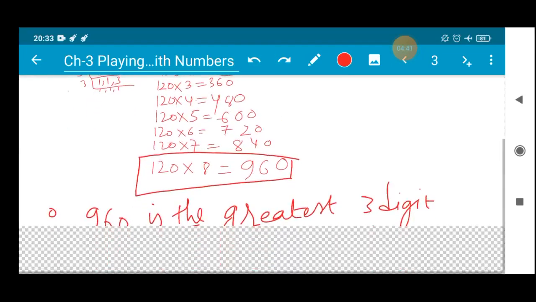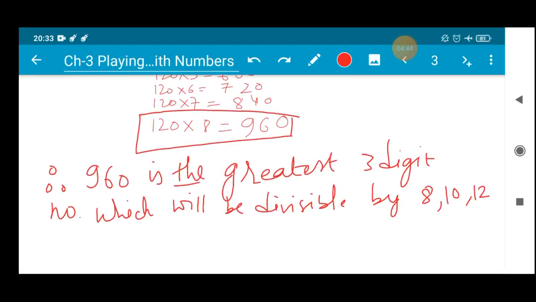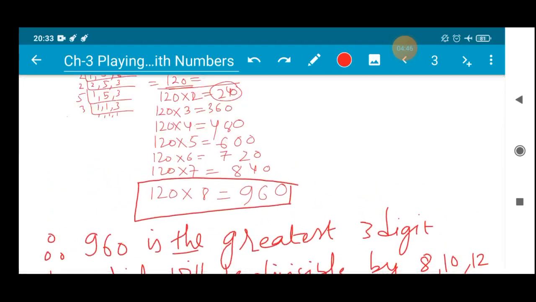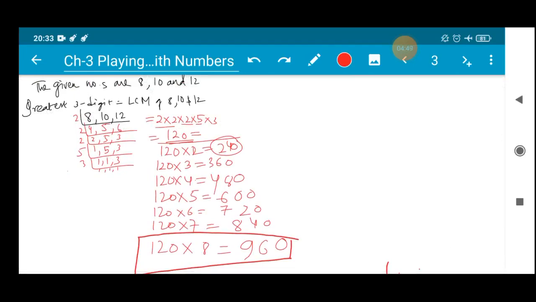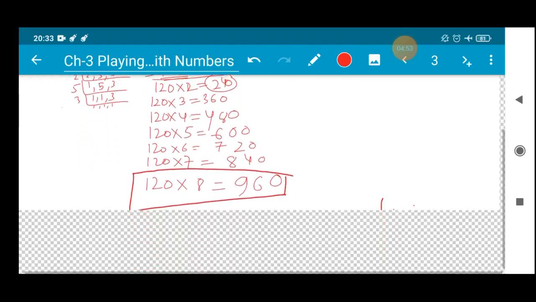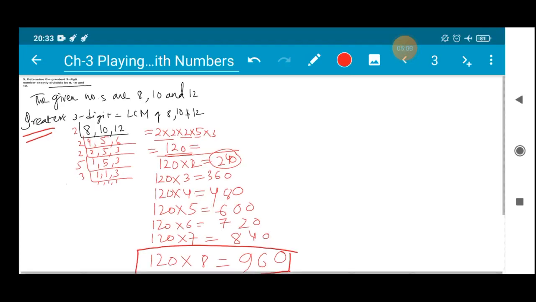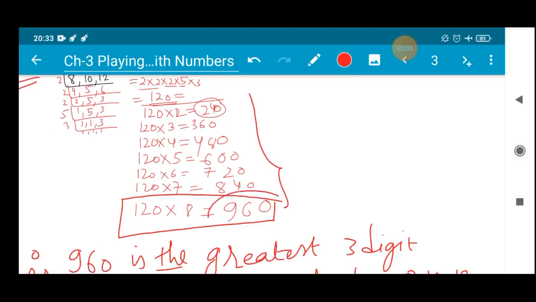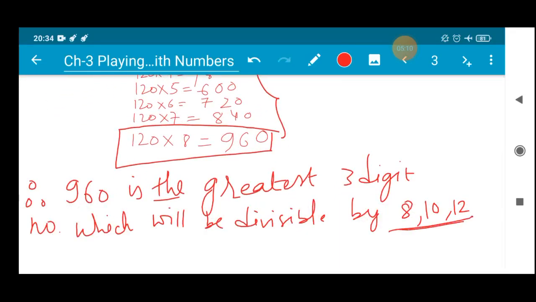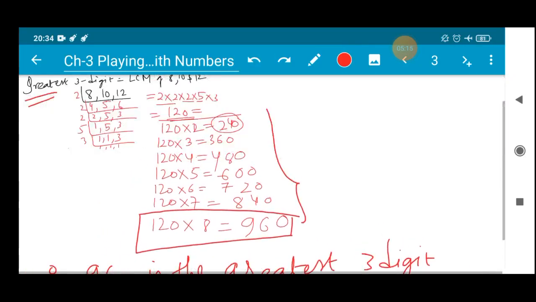So similarly, LCM will be the trick. In our last sum, whatever we did, we are using the same idea over here also. So greatest 3-digit number doesn't mean you will go for the HCF. You will go for LCM, then you will get the answer in such a manner. You are finding 960 as the answer because 960 is the greatest 3-digit number which can be divisible by 8, 10 and 12. You change these numbers, you'll get a different greatest 3-digit number.